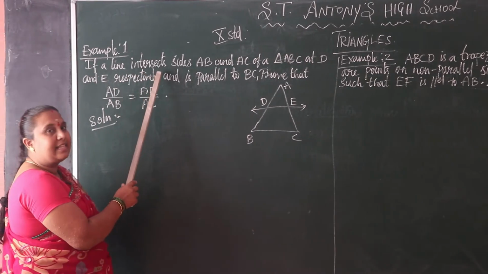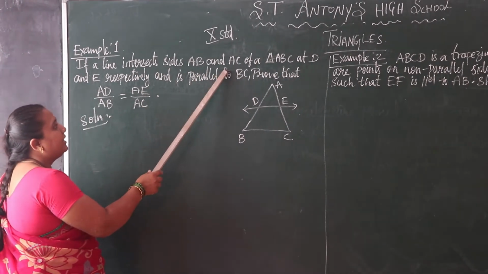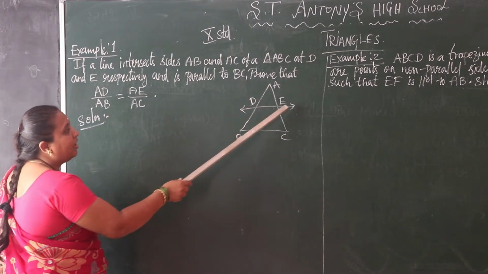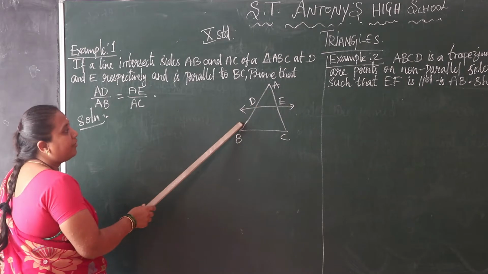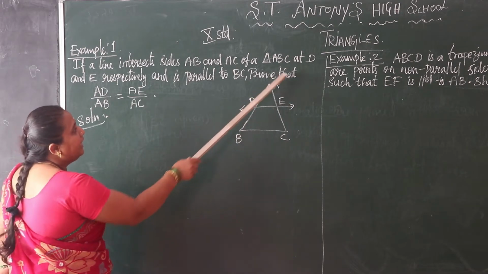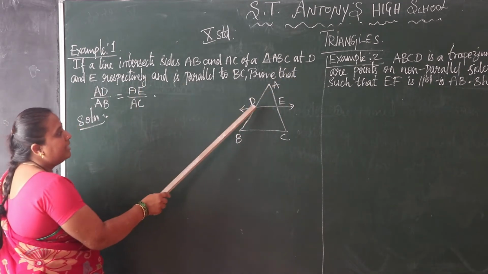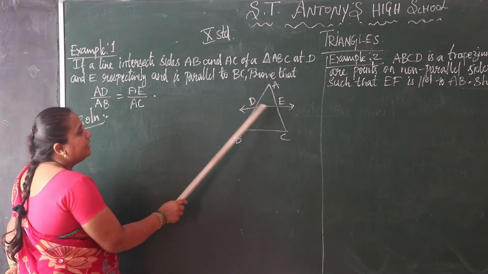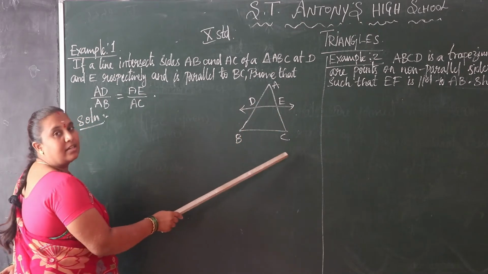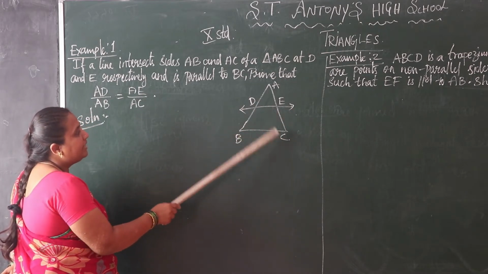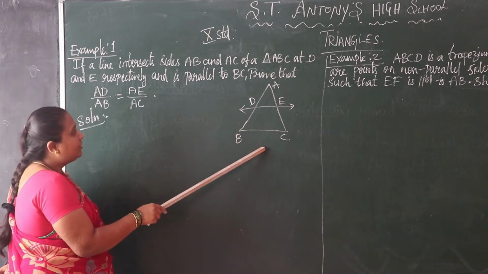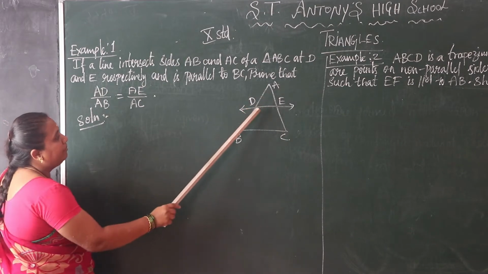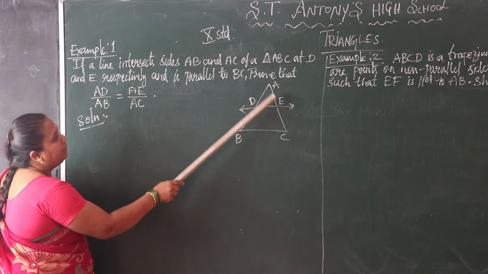If a line intersects sides AB and AC of a triangle ABC at D and E respectively, and is parallel to BC, see, the line DE is parallel to the third side of the triangle, that is BC. So prove that AD by AB equals AE by AC.